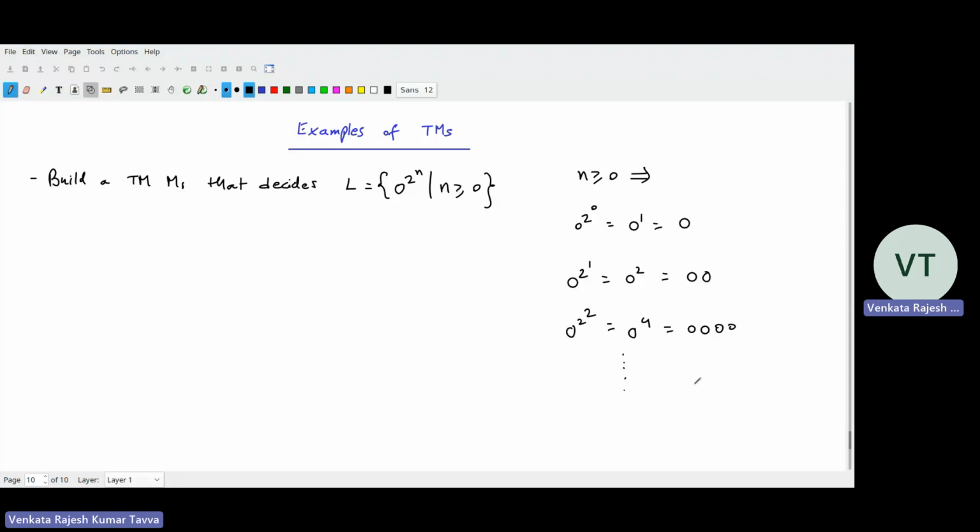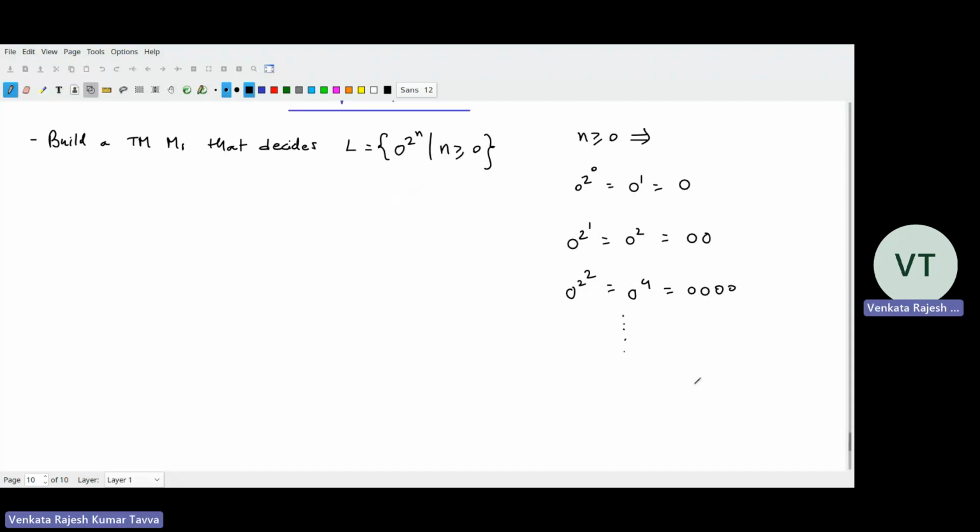Will epsilon be a part of this language? Empty string? No. Why? Because it's not just 2 power n, it is 0 power 2 power n. So 2 power 0 is the minimum, which means it makes it 0 power 1. So minimum one 0 it will have. Okay. So epsilon is not part of L.